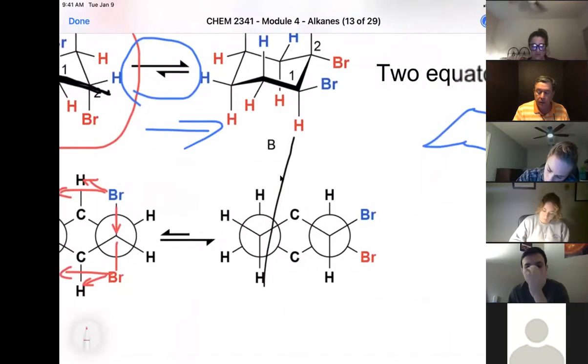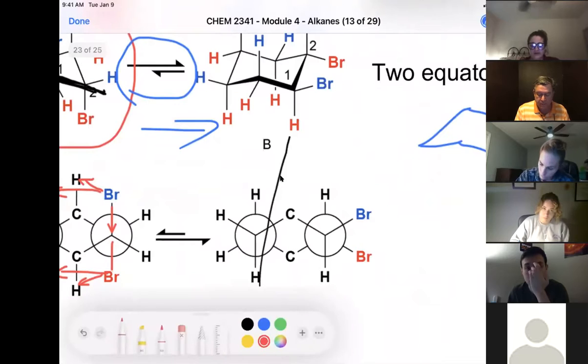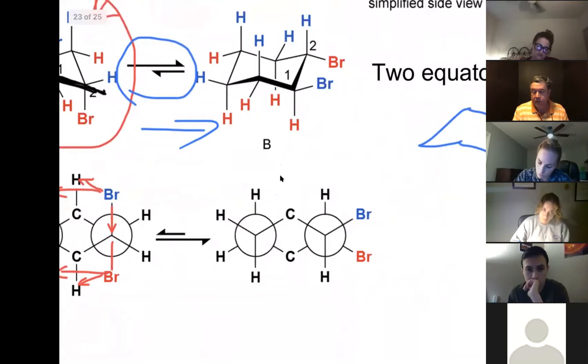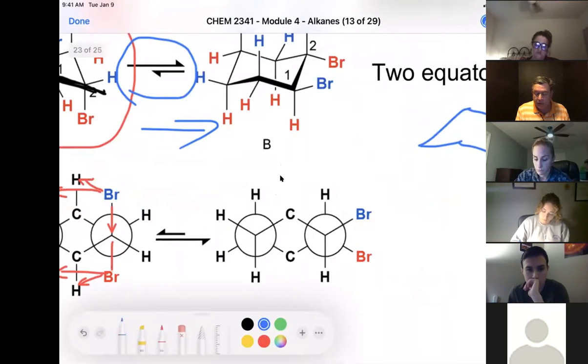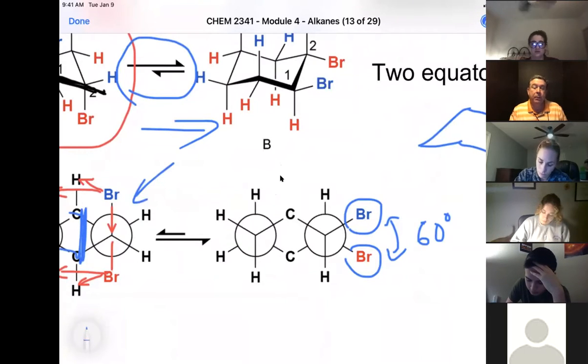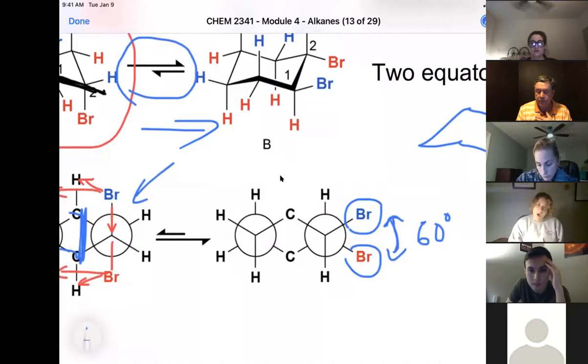When we flip it over and draw that same Newman projection right here, we see that we have the bromines gauche to each other, but they're both on the equatorial position. Okay, so this is our 60 degrees, which is our gauche position. So if we didn't have these attachments here to the cyclohexane ring, this would be the more stable because we'd want the two biggest groups anti to each other. But because of the constraints of the ring, we want those two largest groups to be equatorial. And in that case, it does allow them to be in the gauche position. Questions on that?